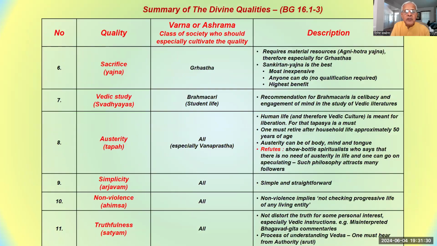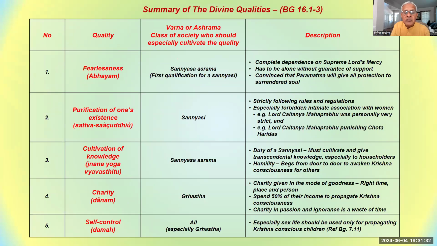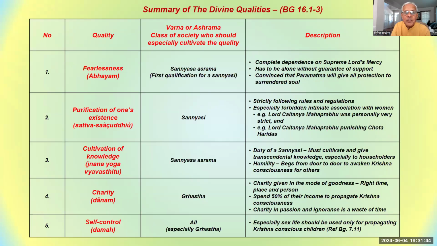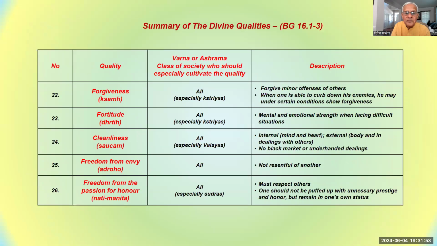And if we were to prioritize these qualities, say from our point of view, what is the first quality you would like to place out of these 26? We have these qualities. What do you think is the most important quality? Anyone can give an opinion.